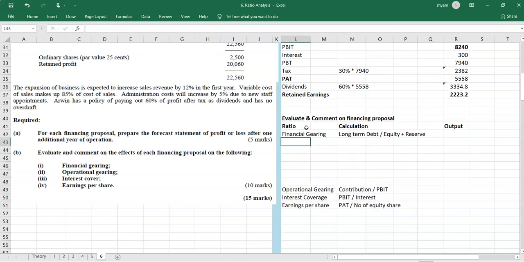So first we'll start with financial gearing. See, for financial gearing we have two ratios here. One is for the current position. Then we have to do it for the debt proposal, and then we have to put it for the equity proposal. Okay, for two things we have to find out. The same concept or the same idea has to work again.